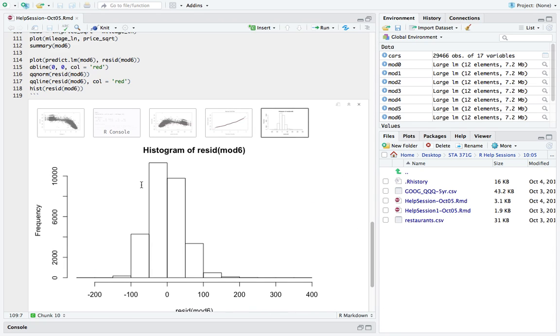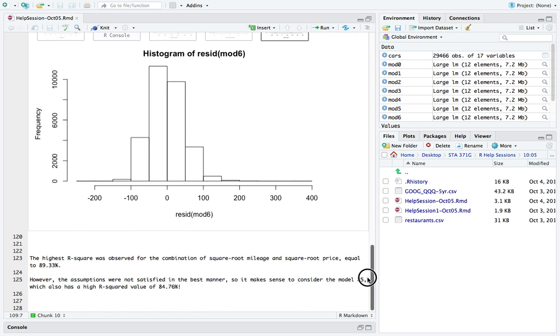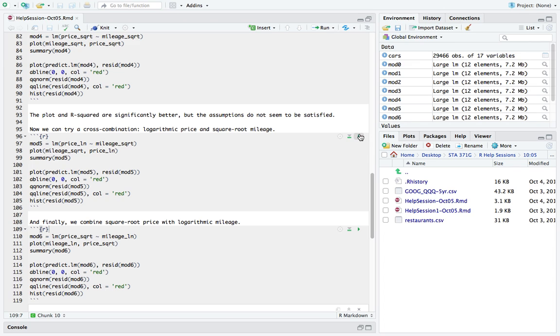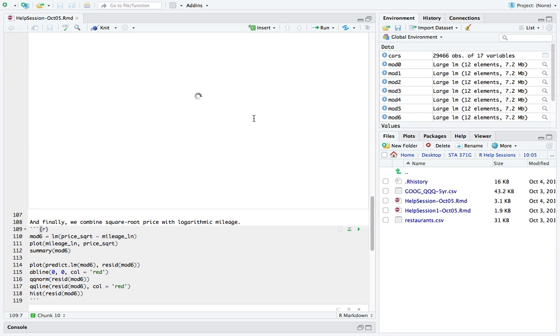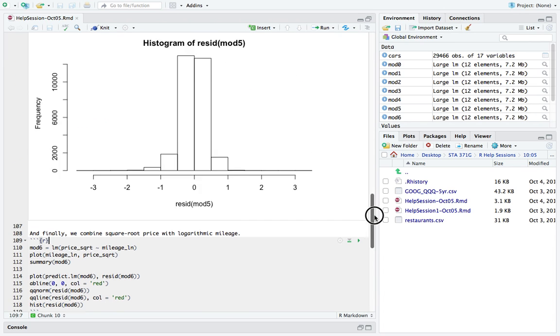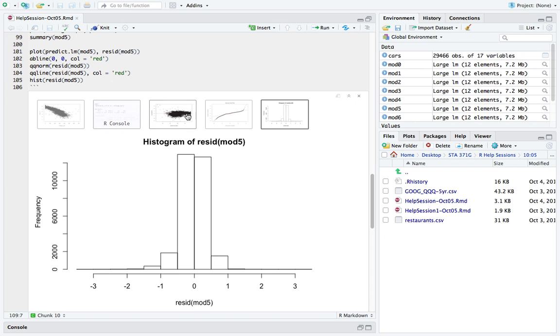And we can confirm it with the histogram as well. The histogram of the residuals is unimodal, but it's right skewed. So by far, the logarithmic price and square root mileage is the best transformation that we can do for this data set.